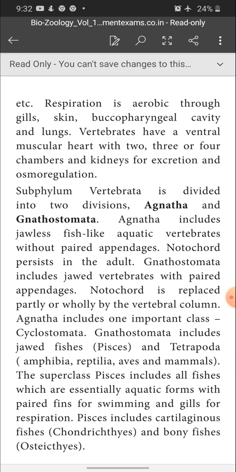So Gnathostomata includes 2 superclasses. One is Pisces, fishes, and another is Tetrapoda. Under the tetrapods, Amphibia, Reptilia, Aves and Mammalia are present. The superclass Pisces includes all fishes, which are essentially aquatic forms with paired fins for swimming and gills for respiration. Fishes include cartilaginous fishes. Cartilaginous fishes means what? The endoskeleton is made up of cartilage. And in bony fishes the endoskeleton is made up of what? Bones. That is called Osteichthyes.